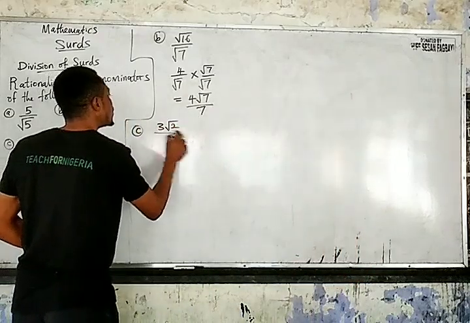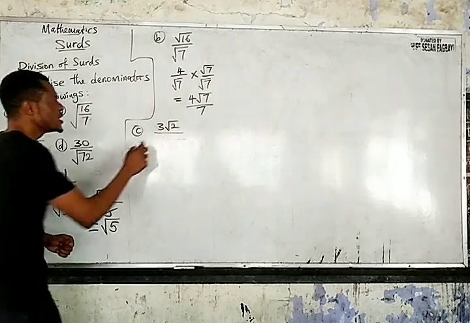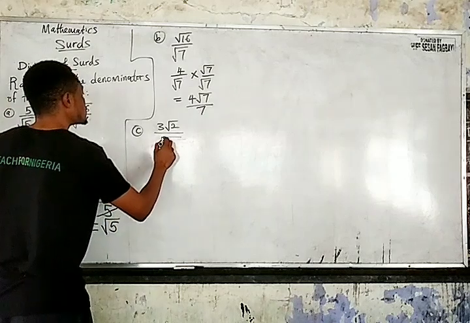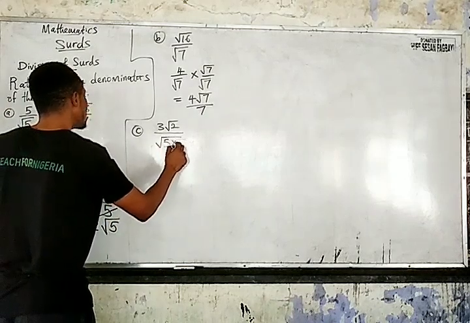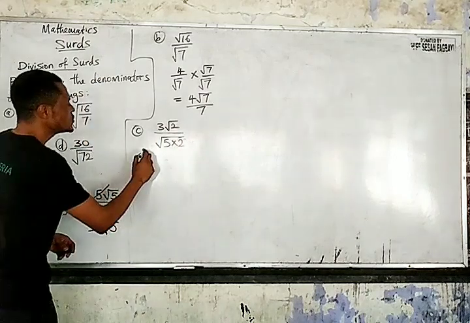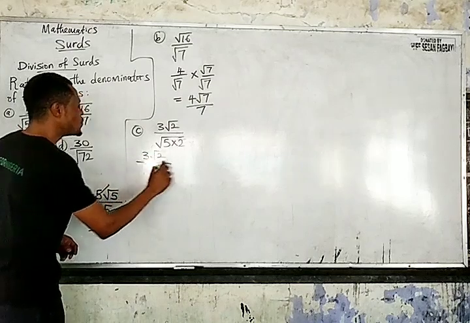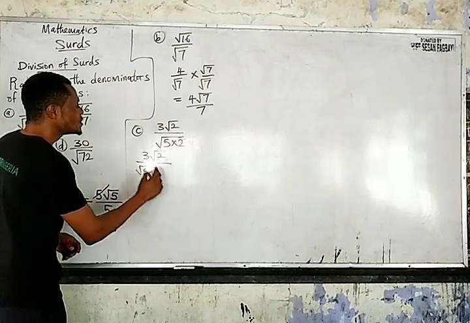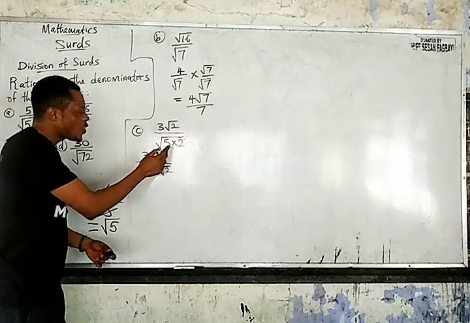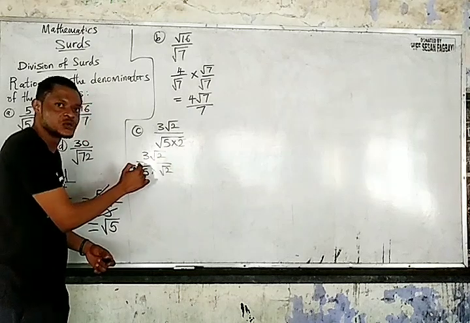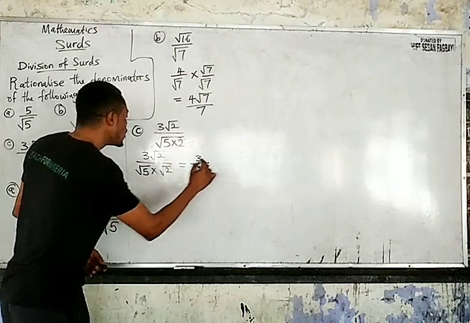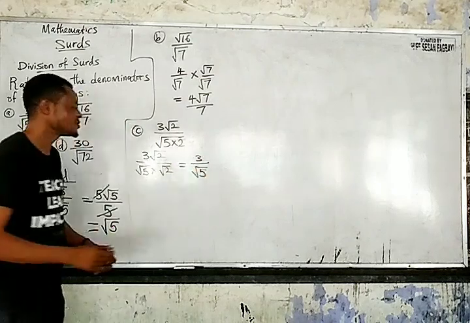3 root 2 all over, by the time I break this root 10, it will give me 5 multiplied by 2. So I can break this down: 3 root 2 over root 5 multiplied by root 2. Now you can see that we can cut here. Root 2 can cancel root 2. So by the time root 2 cancels root 2, we shall be left with 3 all over root 5.